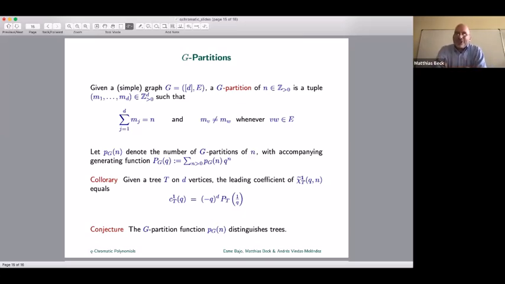And so the conjecture that you saw, the conjecture that was a twice refinement of Stanley's conjecture, can be rephrased in the language of G partitions. That conjecture that we said the linear coefficients distinguishes trees, you can rephrase by saying this G partition counting function distinguishes trees. So if anybody is up for computing these things, here's a chance to prove a famous conjecture.